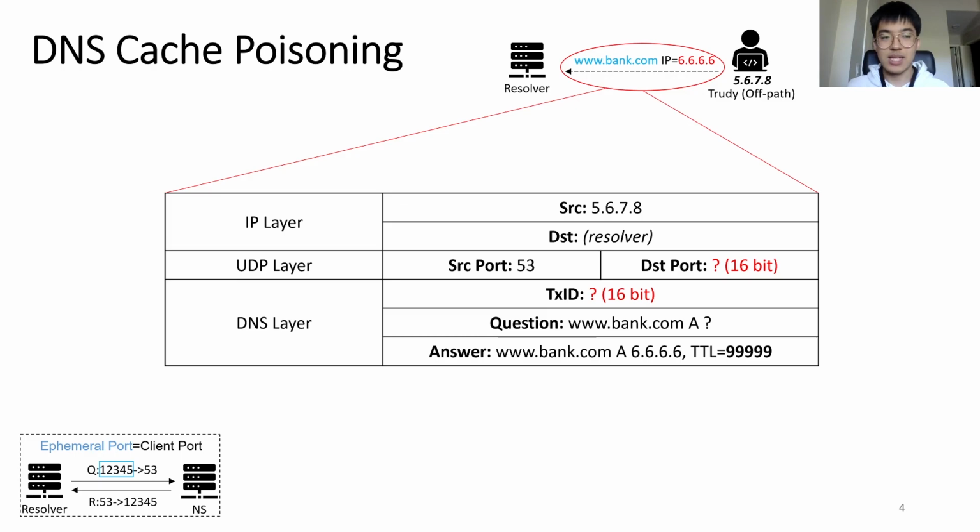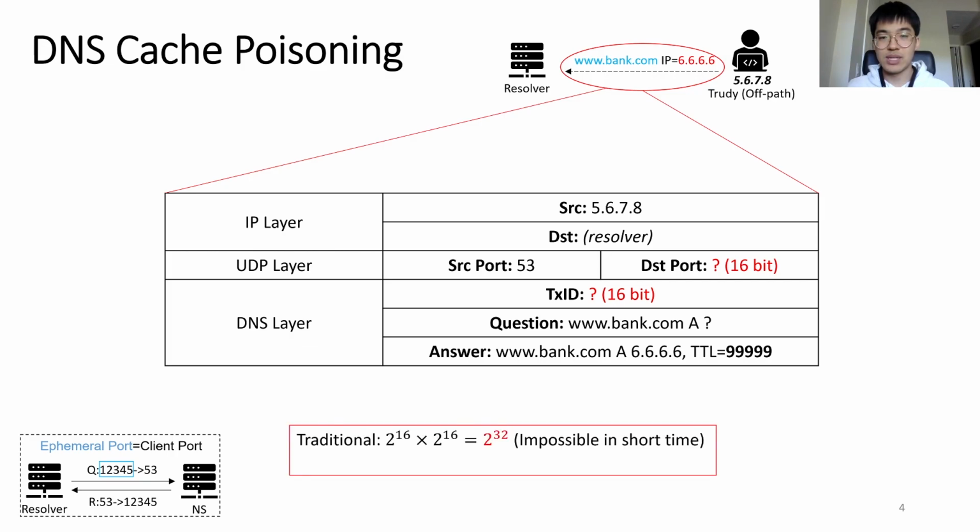This requires the attacker to guess both values in a short time before the resolver gets the legitimate answer, which is quite challenging and has remained impossible since 2008, when Dan Kaminsky popularized the traditional DNS cache poisoning attack. Surprisingly, we made this possible again by divide and conquer. We will first infer the ephemeral port number and then guess the transaction ID.